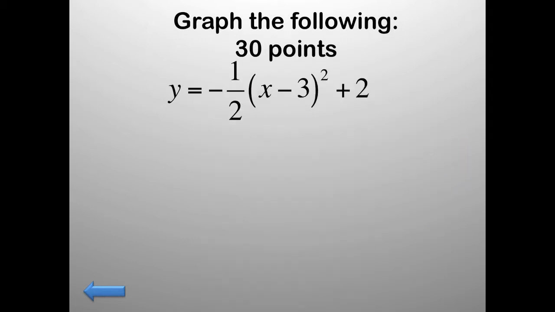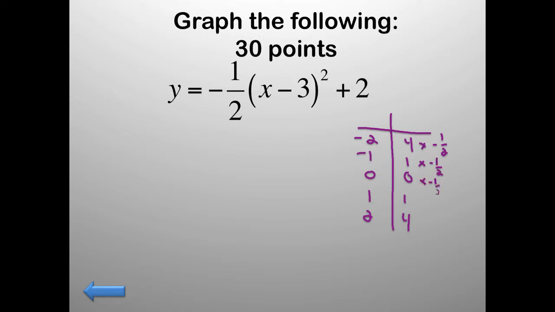In this case, I would do the same process. But now I'm going to multiply by -1/2. I would get -2, -1/2, 0, and -2. I can plot the ones that come out nice and even, and then I would move this right 3 and up 2.